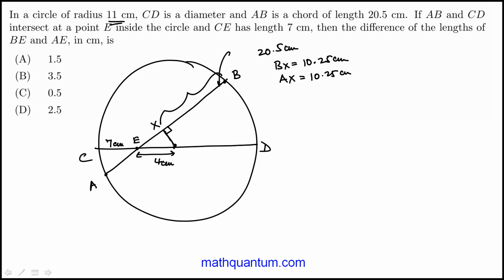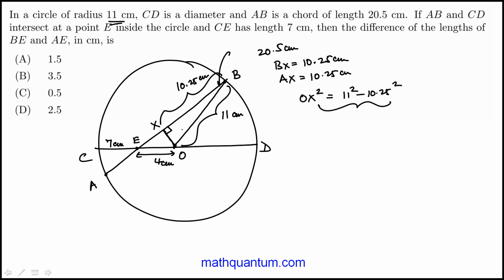So here, if I connect that point B to the center O, I know what BX is, 10.25 centimeters. I know the radius here, which is OB, is 11. So I can figure out OX, this altitude, which would be 11 squared minus 10.25 squared. I'll leave it in that form for now.